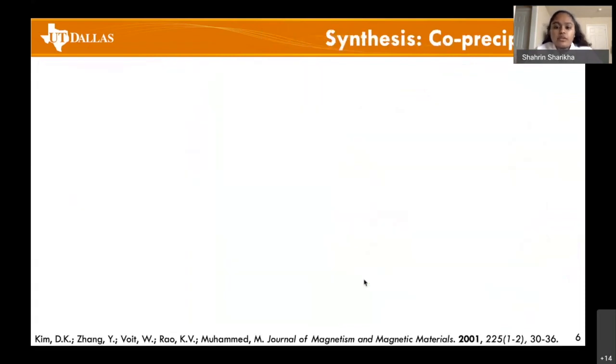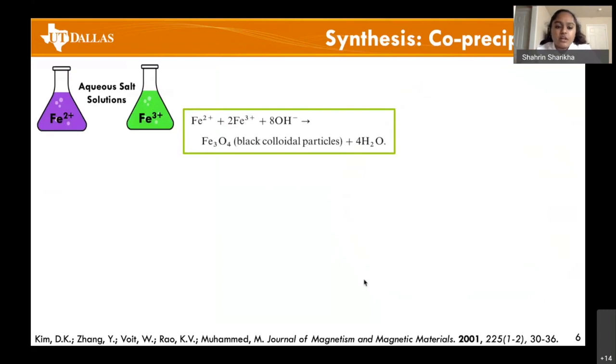Now, going on from the iron oxide, for the remainder of the presentation, I will mainly be talking about iron oxide nanoparticles just because they have been heavily researched. But I'll also cover some other nanoparticles as well. And these synthesis procedures can be applied to magnetic nanoparticles that don't involve iron oxide. So the first synthesis method that I'll be talking about is co-precipitation.